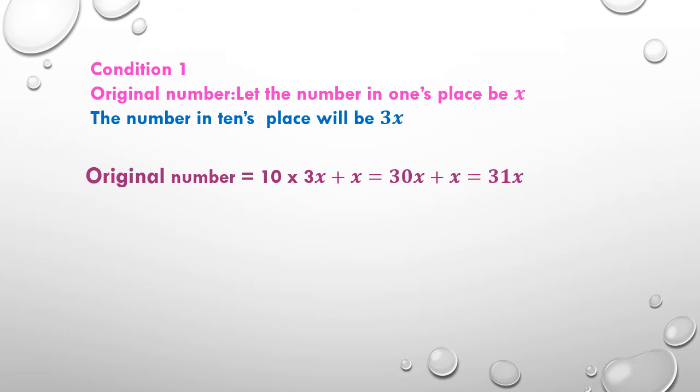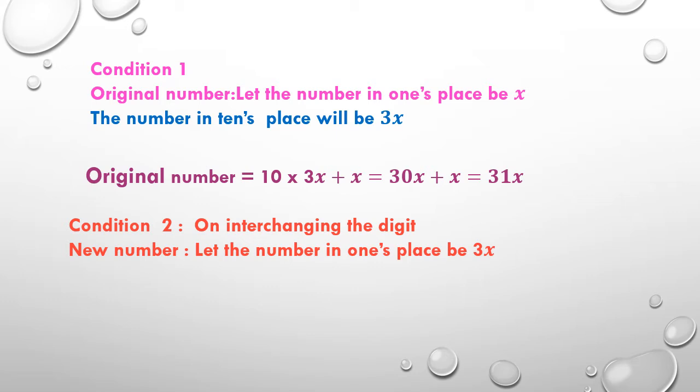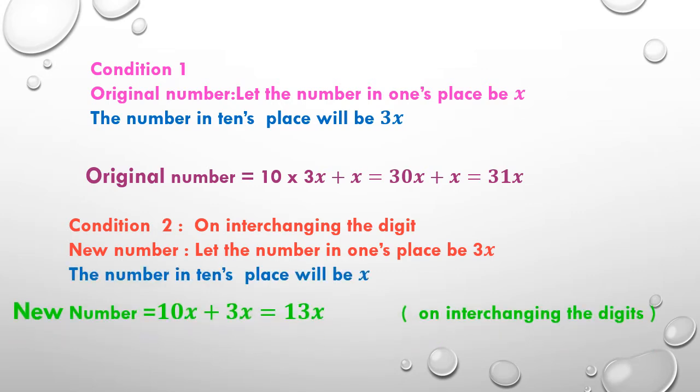Now let us move to condition 2. We are going to interchange the numbers. Now can you just suggest what will be the number in the ones place? Yes, you are right. The ones place number will be 3x. And what about the tens place? Yes, the tens place number will be x. And the new number is 10x plus 3x. Now how did we arrive at it? As you know, previously we have already done it.